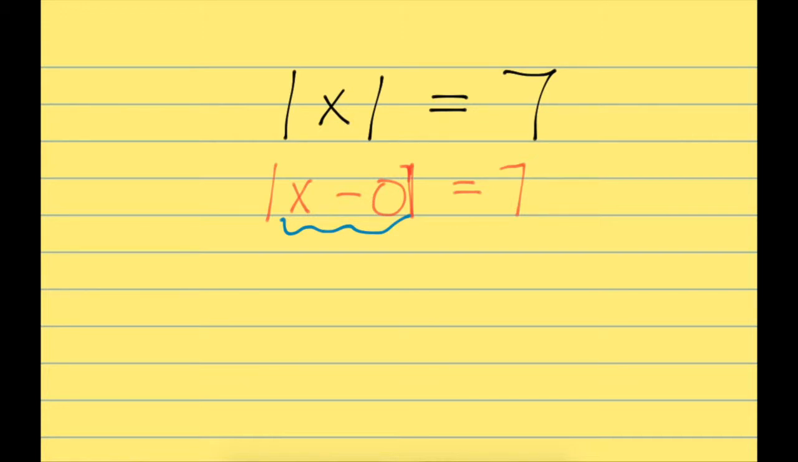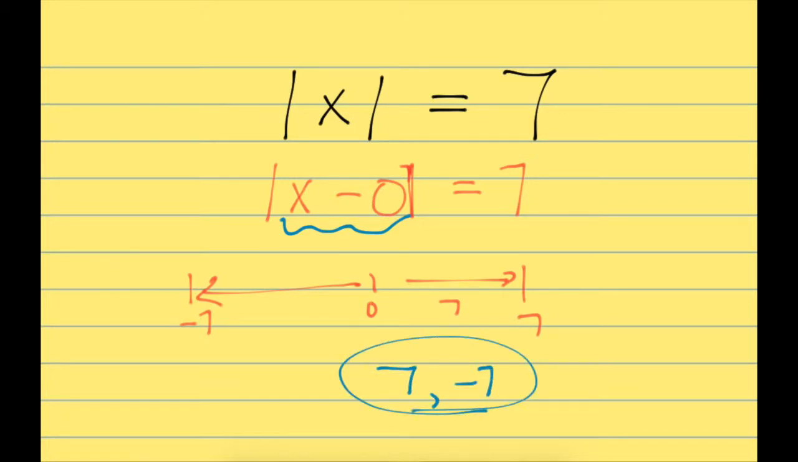Well, if we start at 0 and we go 7 one way, where do we end up? 7. And if we go 7 the other way, where do we end up? Negative 7. So the solutions are 7 and negative 7. Both 7 and negative 7 have an absolute value of 7.